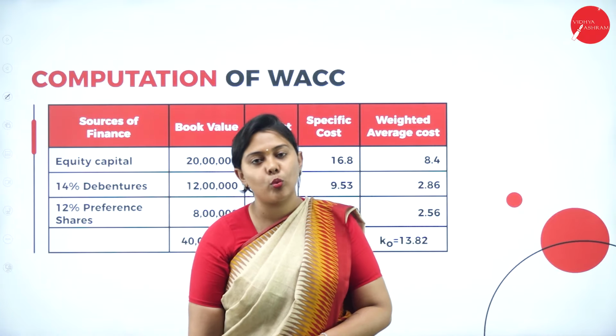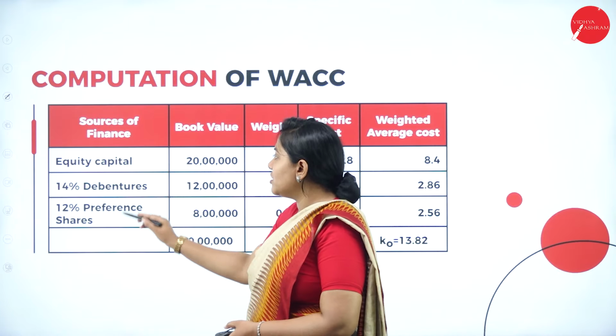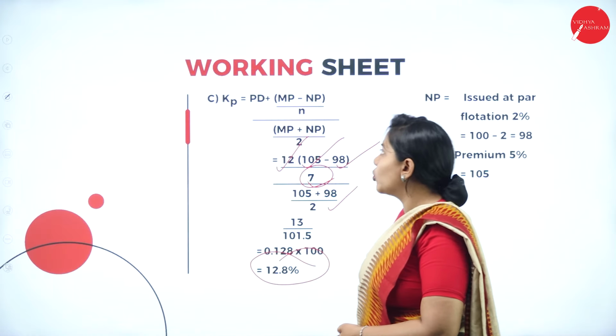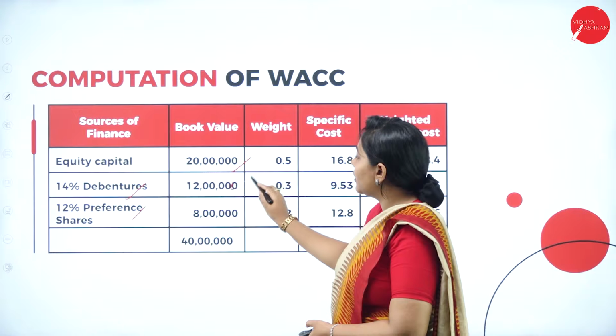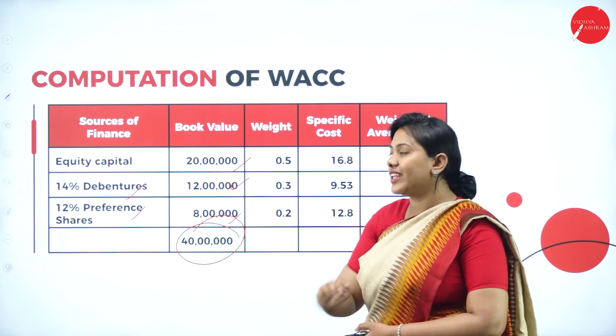Now let us compute the WACC table. Sources of finance: equity, debenture and preference. Book value is given in the question: 20 lakh, 12 lakh and 8 lakh. Total value is 40 lakh.